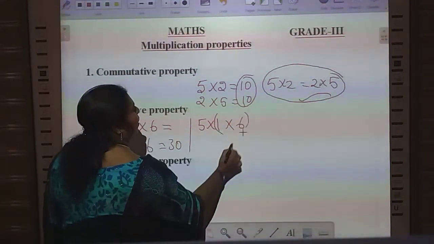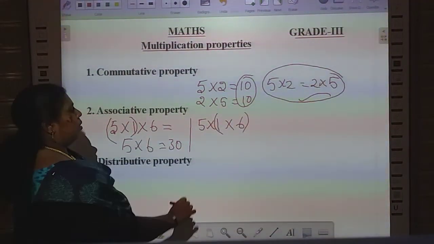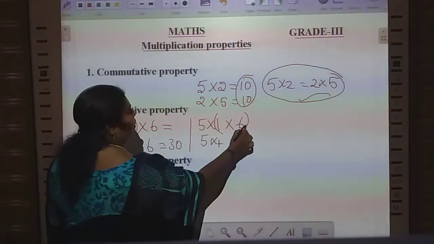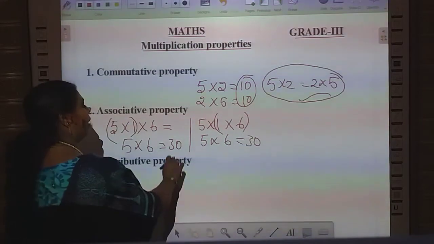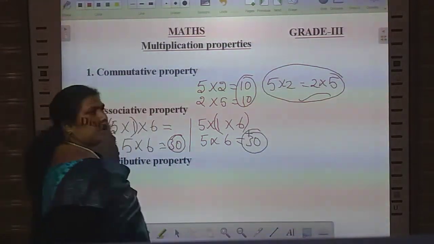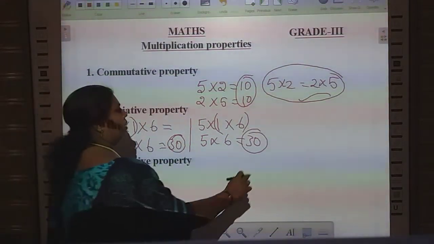Then next, 5 into 1 into 6. Now I am using the last two numbers. So 1 into 6 how much? 6. So 5 times 6 are how much? 30. See that answer equal. 30 only, right? So here more than two numbers we are using.